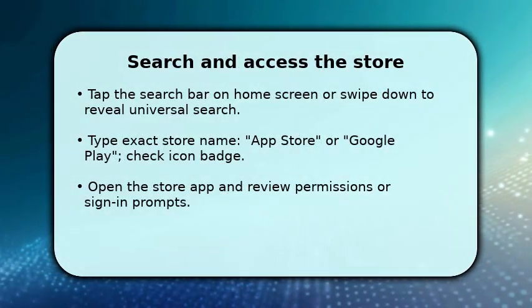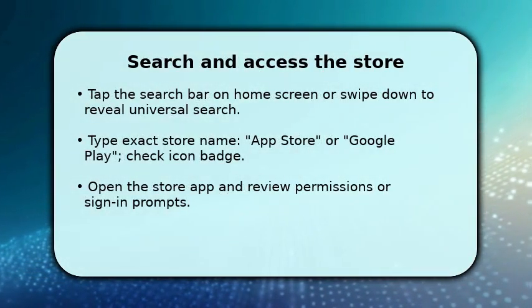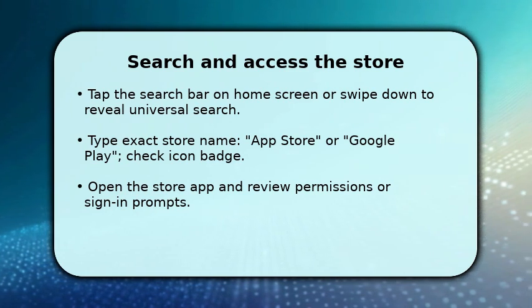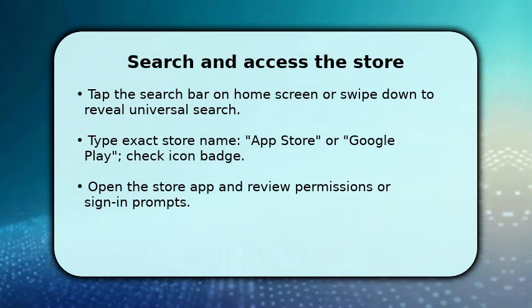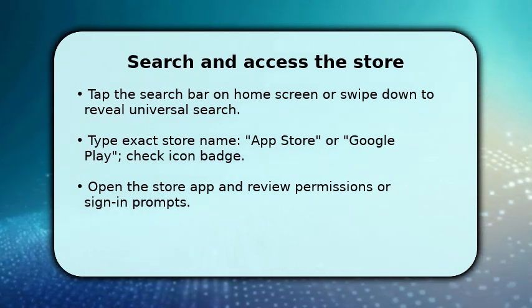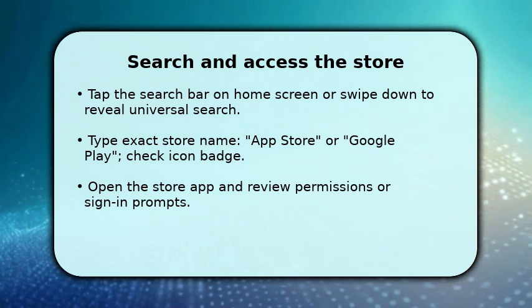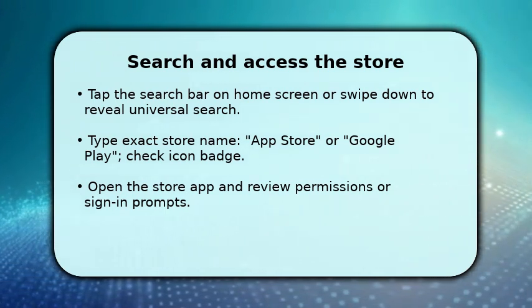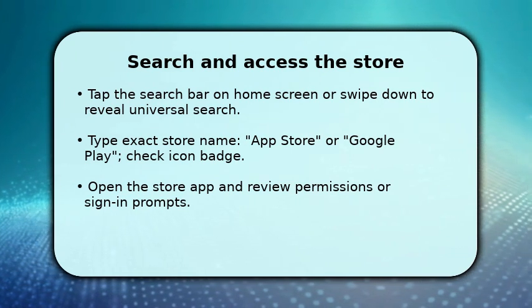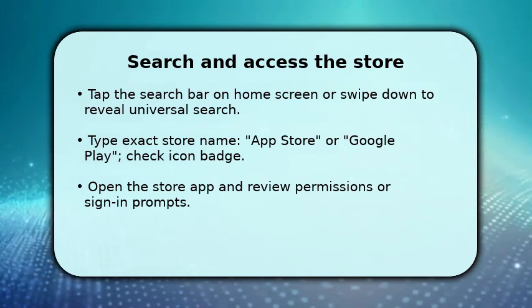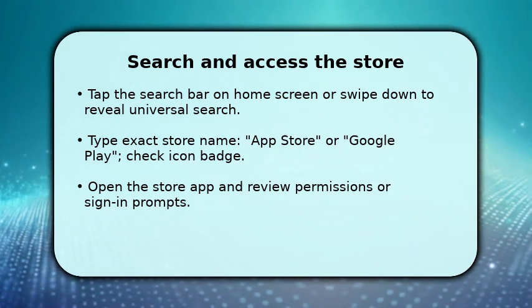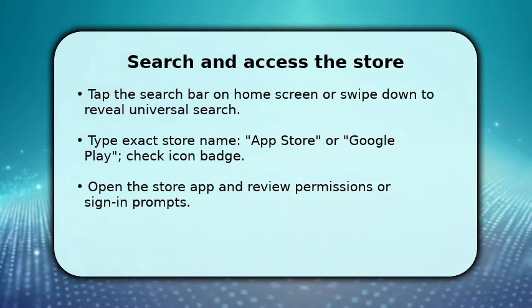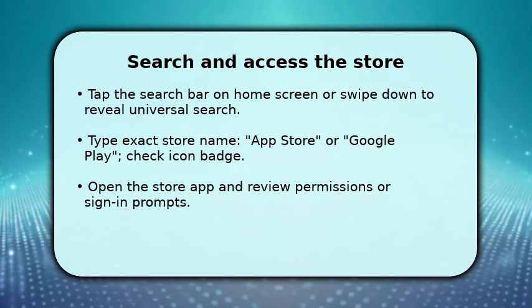You'll now actively find and open the store. Use the device-wide search by swiping down or tapping the search field, then type the exact name, App Store or Google Play. Look for the familiar icon, don't tap similarly named apps. If you see a sign-in prompt or permission request, complete it so you can browse and install. Make sure to read any brief pop-ups. They often explain account requirements or parental controls that could block access.